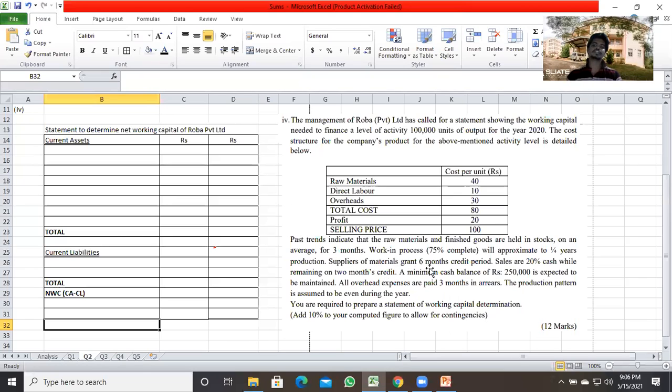Suppliers of material grant 6 months credit period. The credit period is 6 months.